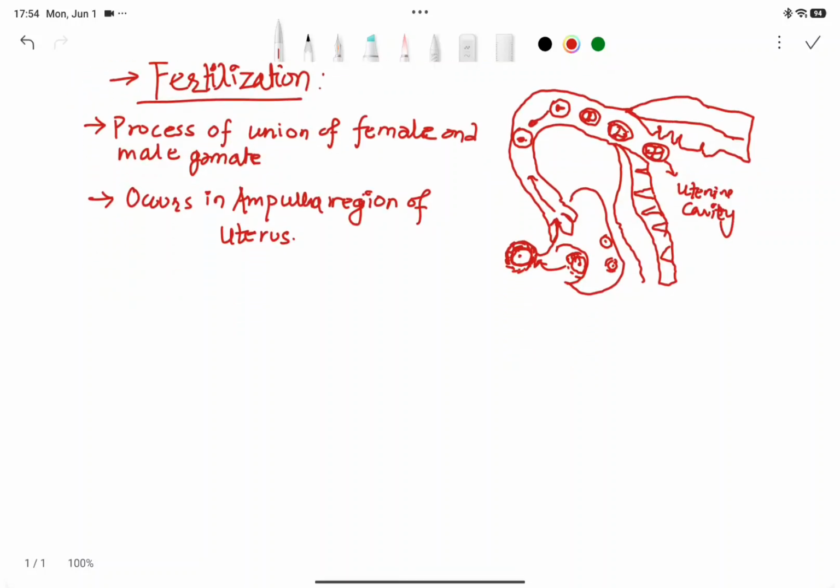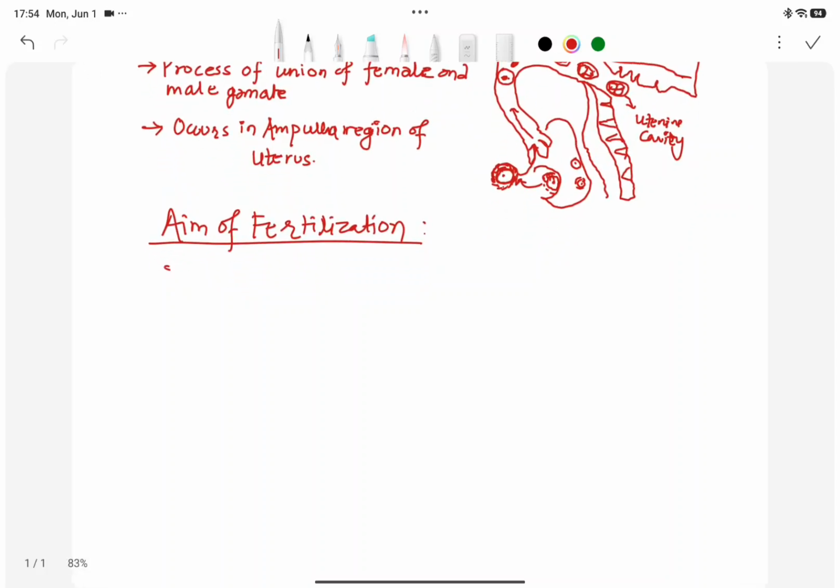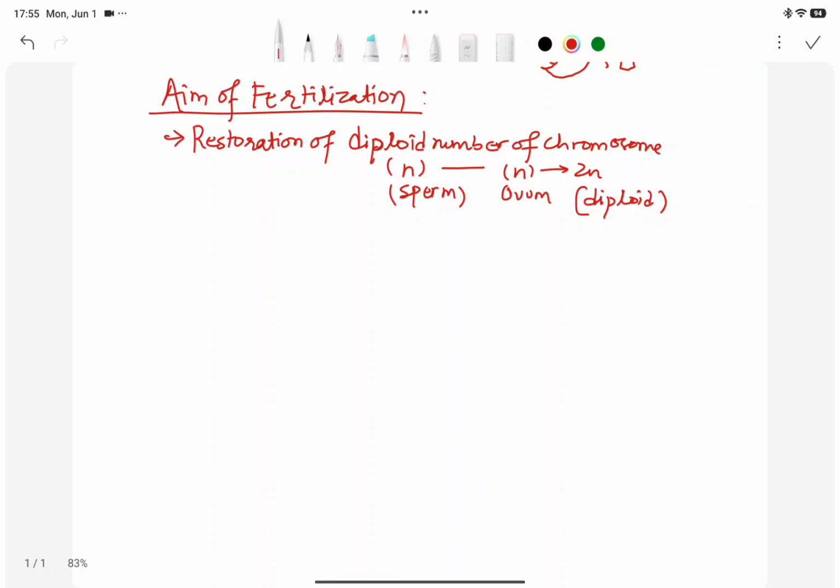Okay, that was an overview of what happens after fertilization. So what is the aim of fertilization? It is important, as it is one of the viva questions. One aim is the restoration of the diploid number of chromosomes. N for sperm and n for the egg or ovum get fused to form 2n, a diploid, so it restores the diploid number of chromosomes.